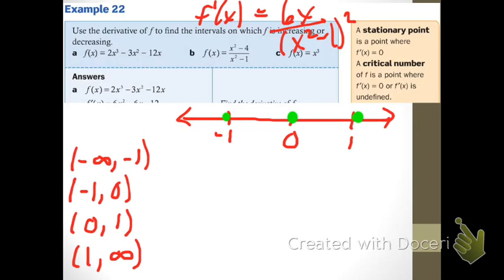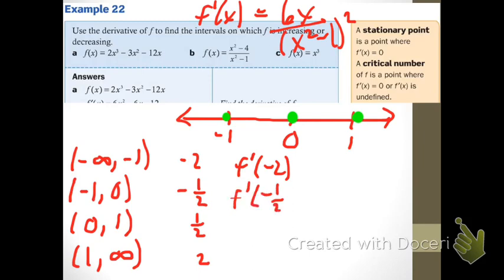What I'd like you to do is this. I'd like you to pick one number in each of those intervals, just some representative number. And let's say between negative infinity and negative 1 that you choose negative 2. Between negative 1 and 0, why not negative 1/2? And then choose positive 1/2 between 0 and 1, and then choose 2 between 1 and infinity. And I want you to find out what the sign of f prime of each of those is. Alright, go ahead and take a moment and do that.